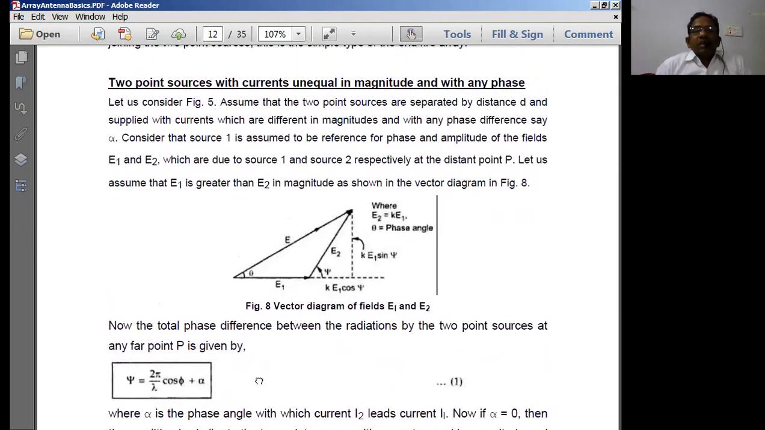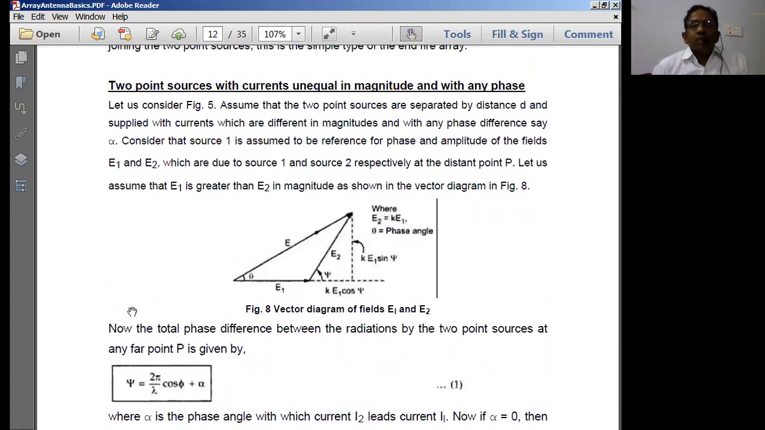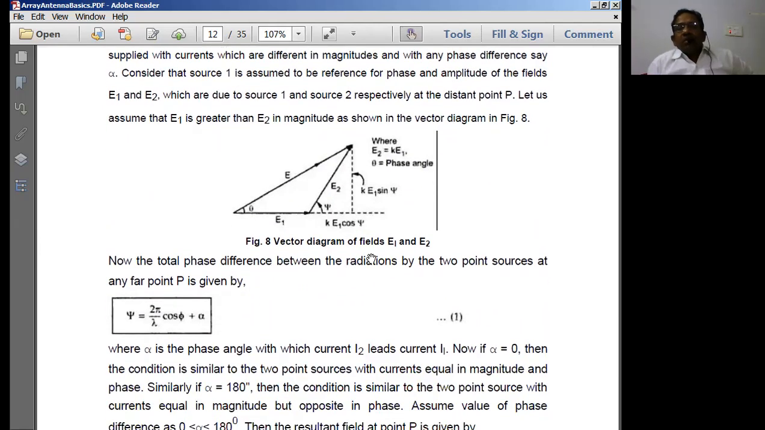And the last case is going to be what now? Two point sources radiating with currents unequal in magnitude with any phase. So here both are different, unequal in magnitudes and unequal in phase.